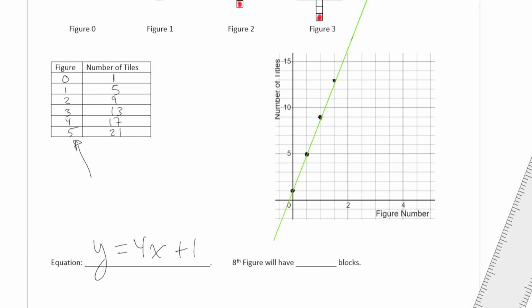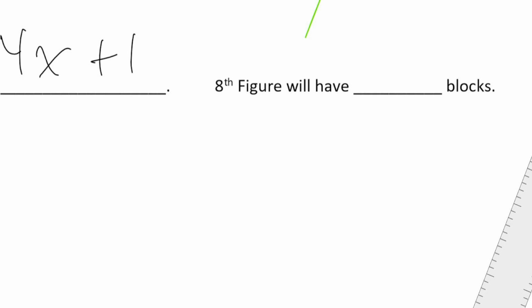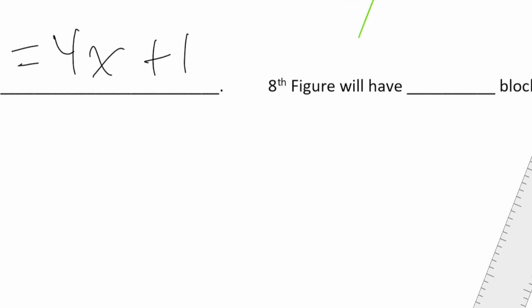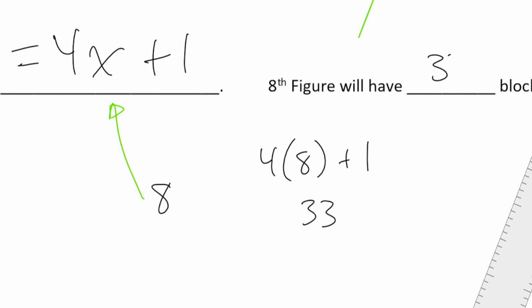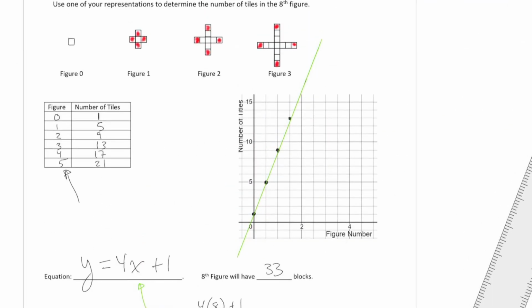And the final thing is, it says if I was to continue this pattern, how many blocks would be in the 8th figure? Well, I don't have to continue the pattern, right? What I'm going to do is just put the number 8 into this rule, right? 4 times 8 and then plus 1. 4 times 8 is 32. Plus 1 would be 33. So there should be 33 blocks all the way out in the 8th figure.